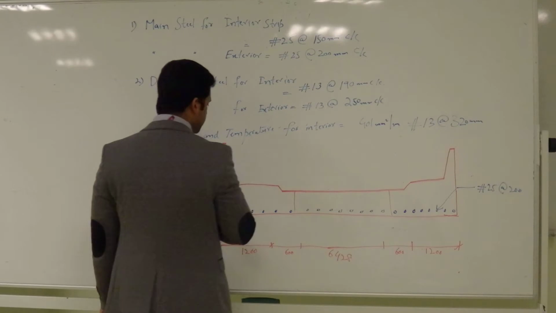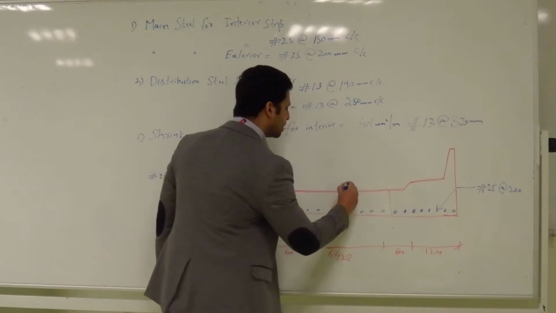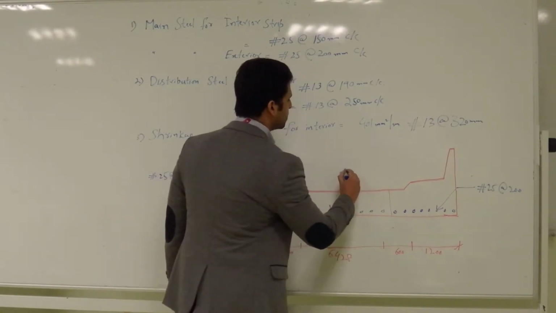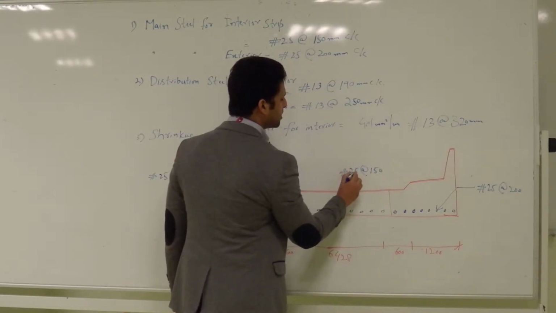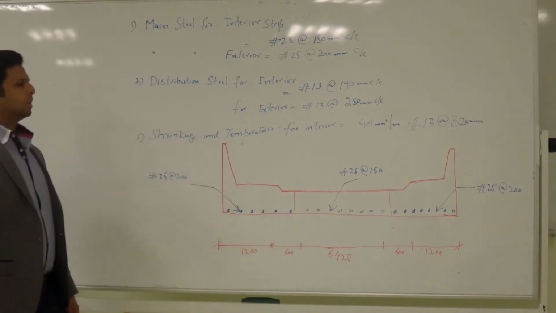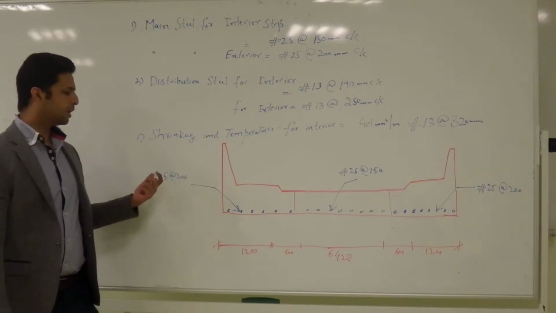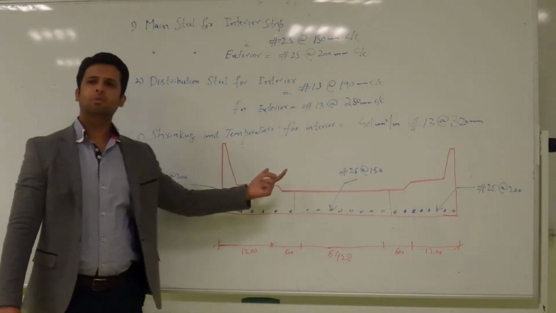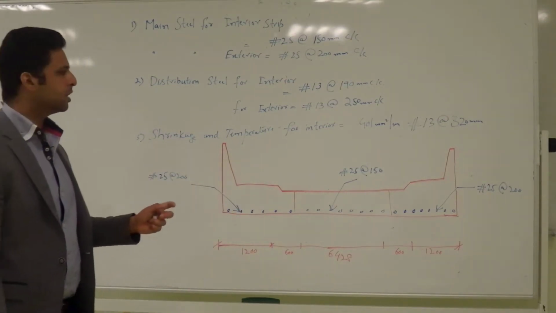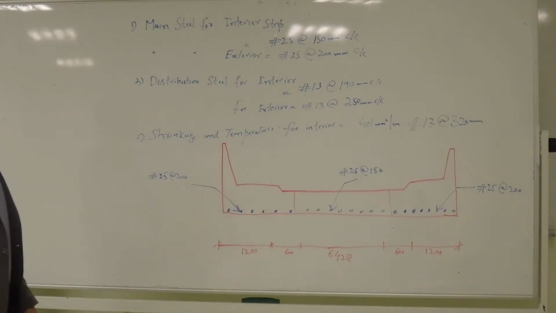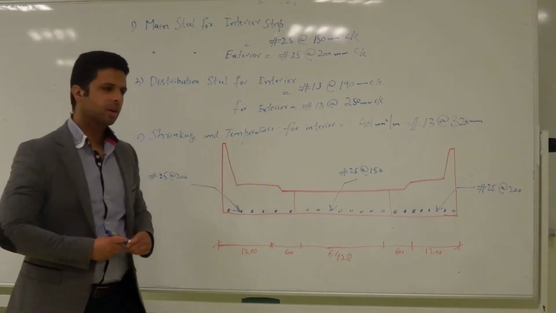Okay. Now for the interior, it will be number 25 at 150. If this difference is small, like number 25 at 190 or number 25 at 160 and it is 150, you can provide the same steel throughout the strip, okay? But if the difference is significant, you have to separate the 2 steels. Now, how will the distribution steel be? Distribution steel will be placed at the top of this, as a line.